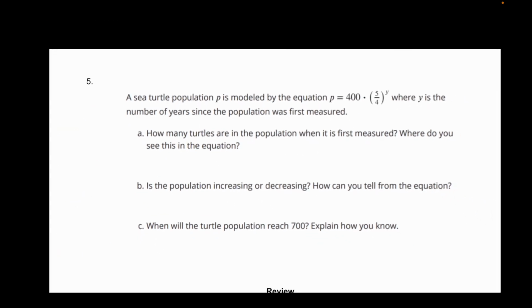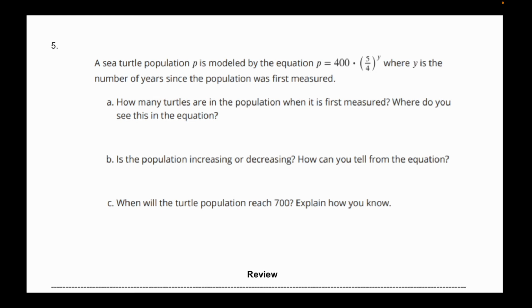Question 5, I'll zoom out here. A sea turtle population, so P is the population, is modeled by the equation P equals 400 times 5 over 4 to the power of y, where y is the number of years since it was first measured. So y is the number of years, and P is the turtle population. And then they give us this equation, so I'm going to highlight my equation here. It seems pretty important. How many sea turtles are in the population when it is first measured?